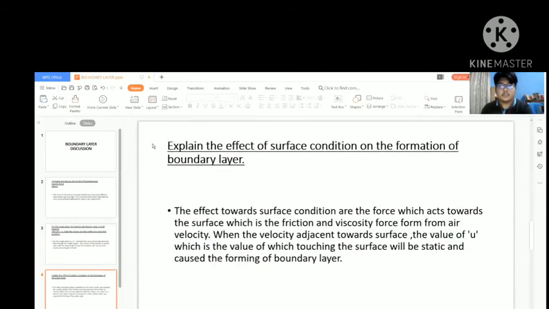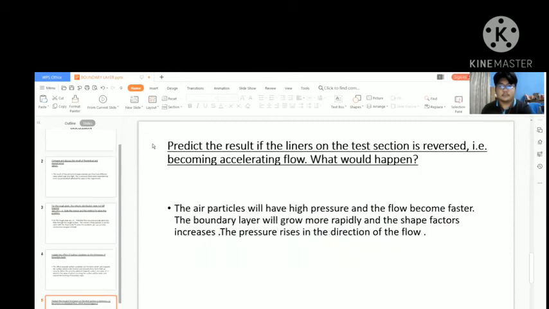Third, explain the effect of surface condition on the formation of boundary layer. The effects of the surface condition are the forces which act on the surface, which are the friction and viscosity forces formed from air velocity. When the velocity is adjacent to a surface, the value of u, which is the fluid touching the surface, will be static and cause the forming of the boundary layer.